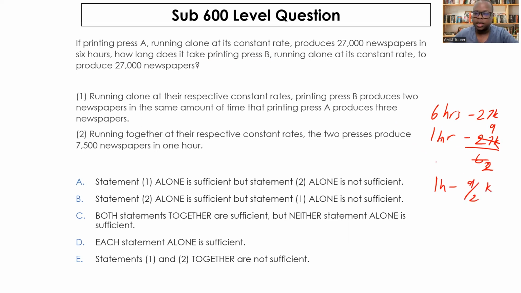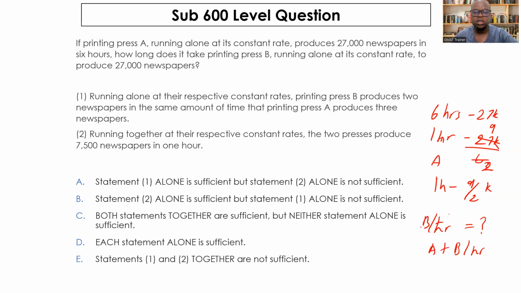That is now for printing press A. But we've been asked about printing press B: how long does it take B to produce 27,000 newspapers? The concept is that unless we know the rate of B in 1 hour, B per hour, that will help us get the answer, or A plus B per hour, or per unit time. So these are the 2 things which you may look for.